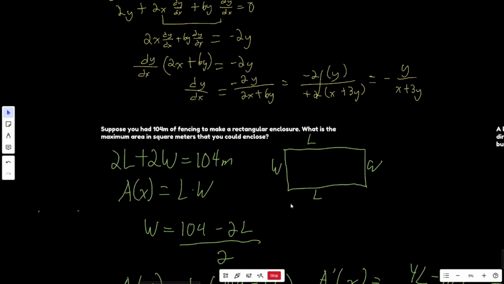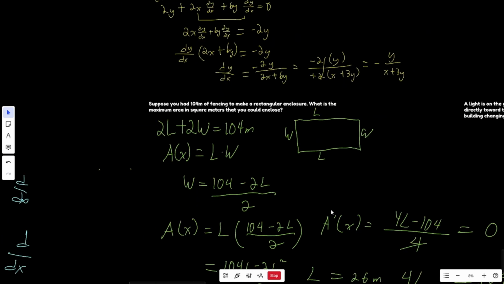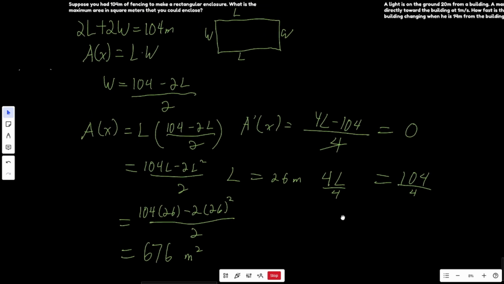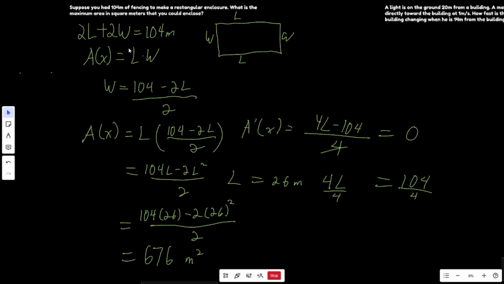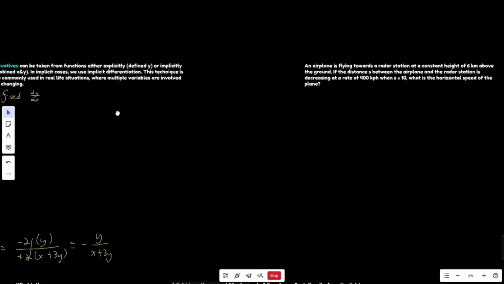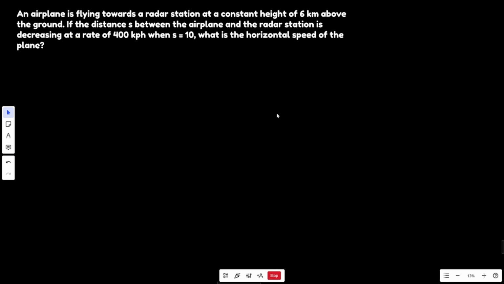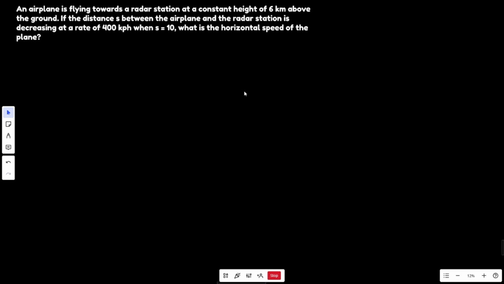Now, this was regarding optimization. And again, optimization, basically get the constraint, get the formula you need, derive, equate it to 0, and then see which one is your maximum. Now, how about related rates? I introduced to you guys the optimization to show the difference between that and related rates.